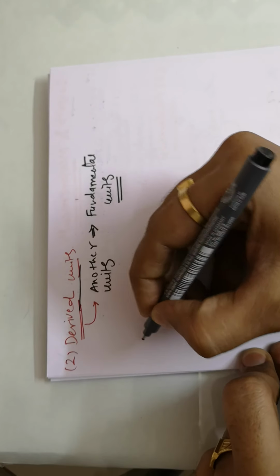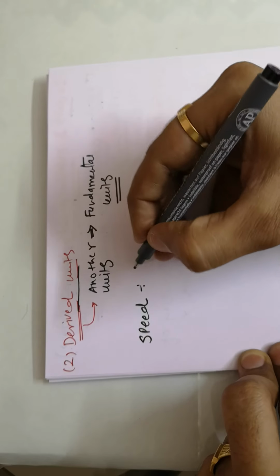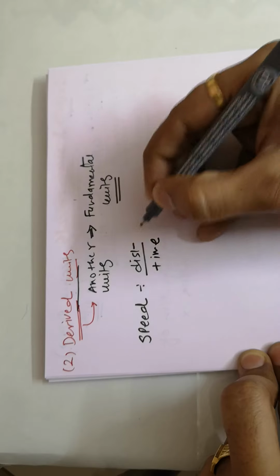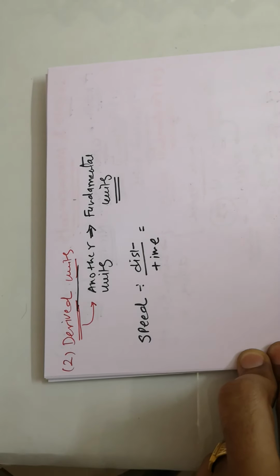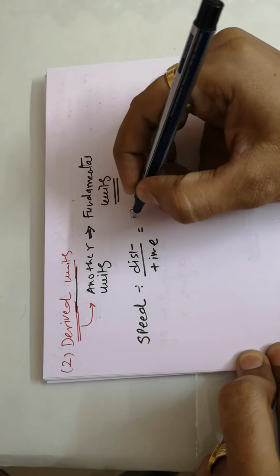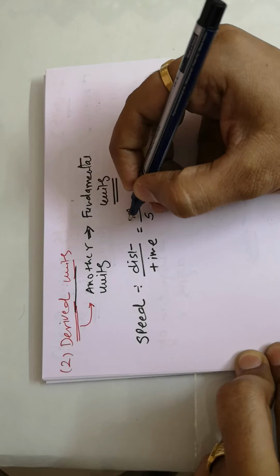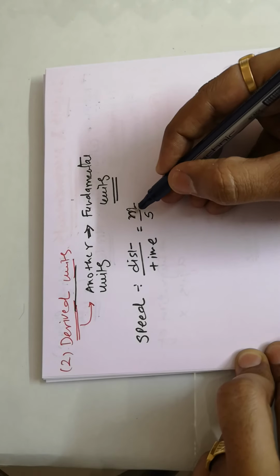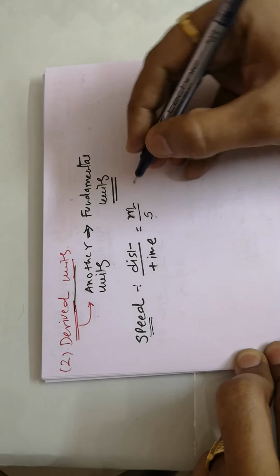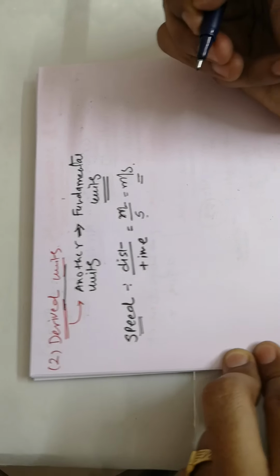I'm giving you an example. Let's say you are aware of speed. You will say that it is distance divided by time. The distance you have covered has a unit called either meter or centimeter, and this is time. So the unit of speed is meter per second. It is your derived unit.